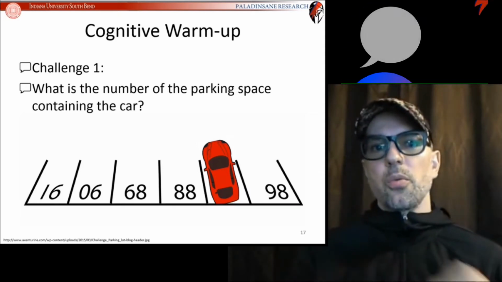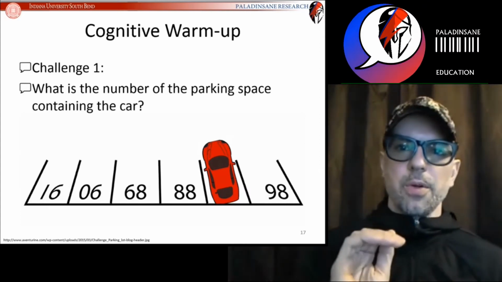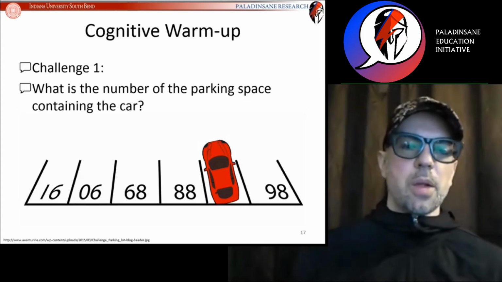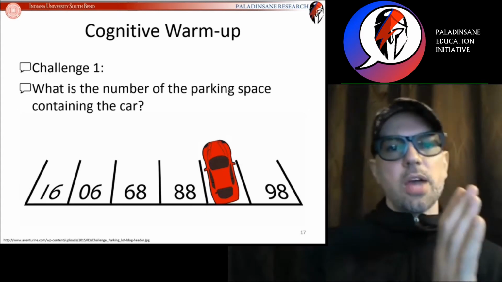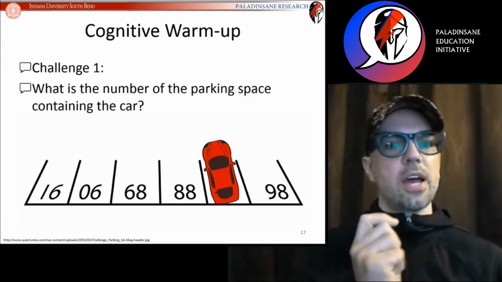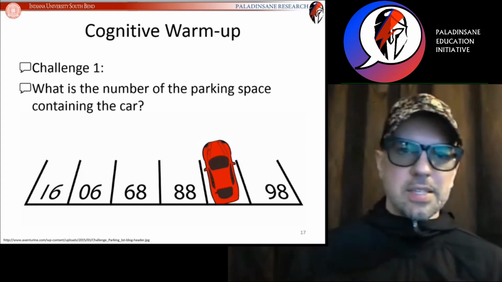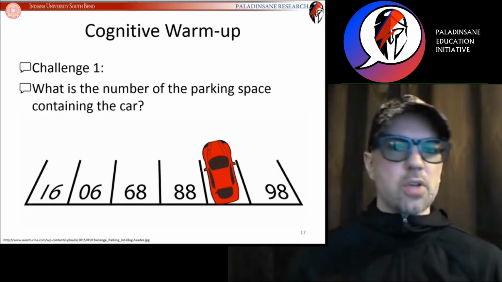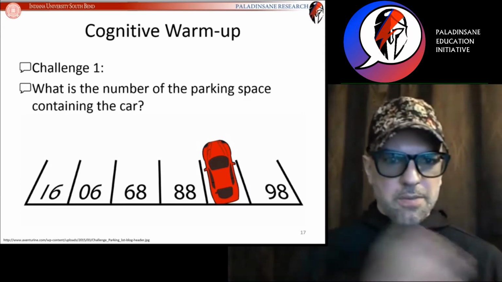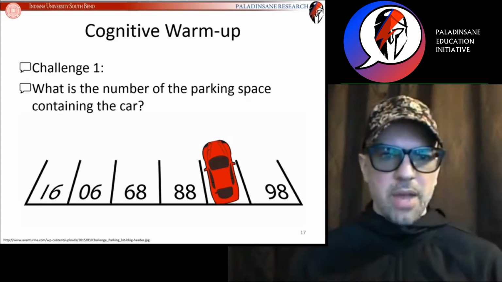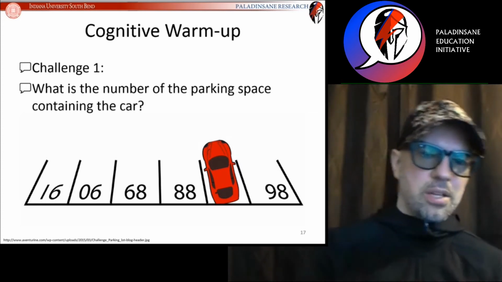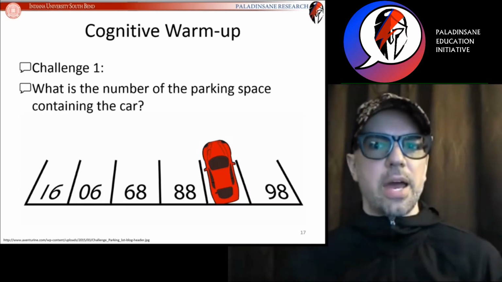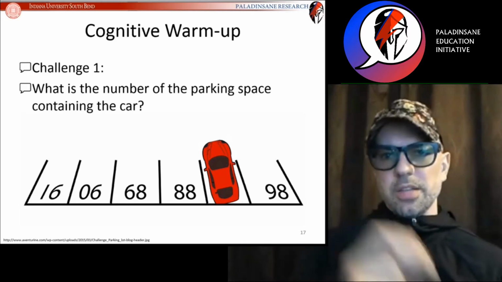If you represented the problem with this orientation, you probably really struggled with the solution. If you represented the problem in this orientation, starting from the left, you have a 16, a 06, a 68, an 88, and then you end with a 98. And you were probably sitting there trying to do all this math, trying to figure out, well, what is the function? What is the progression? 16 minus 10, but then you add 62, but then you add another 20. You probably were trying to do a lot of mathematics because you represented this problem in a certain way.